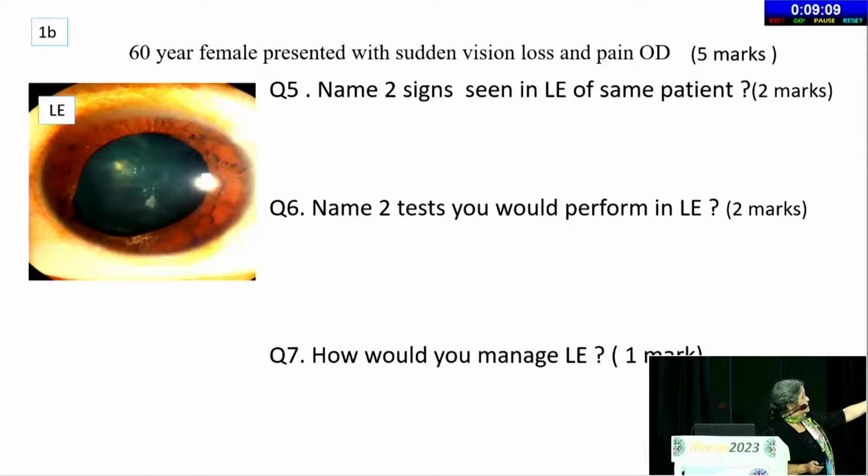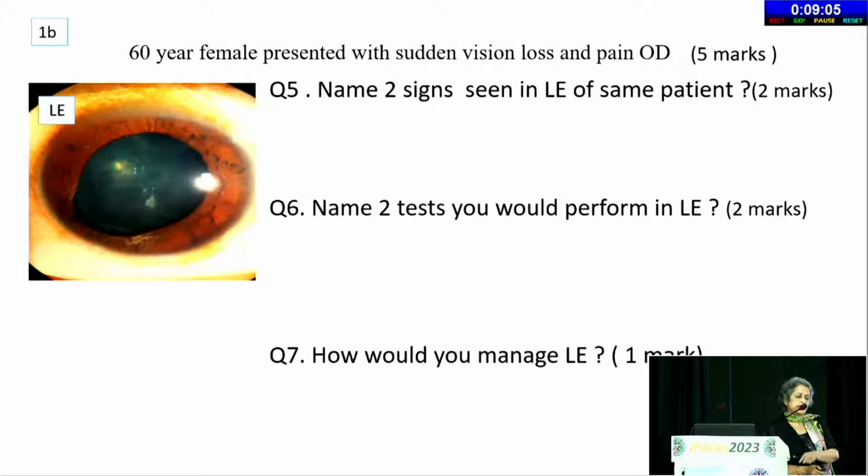Ma'am, traumatic mydriasis. Okay. What was the left eye of this patient? Ma'am, acute angle. Now you're talking of two diagnoses, one trauma and one glaucoma. Unlikely, no? So I said no. Same patient. Name the signs of the same.